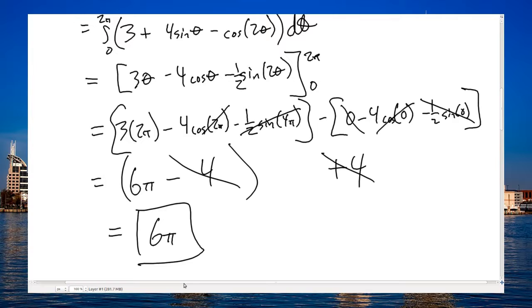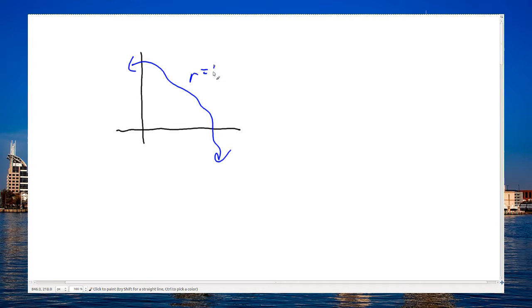Okay, now let's take a look at one more example here. But before I do that, let me point out something. What if I wanted to find the area between curves, just like we do for Cartesian coordinates? And in this case, the two curves, because we're dealing with polar, would look something like this. You've got an outside curve, and I'll call this big R of theta, and we'll have an inside curve, which we'll call little r of theta.